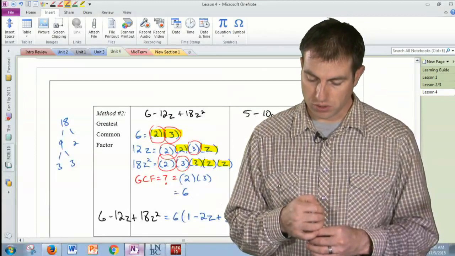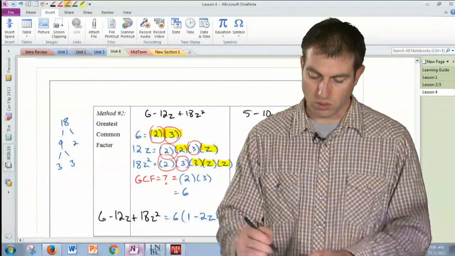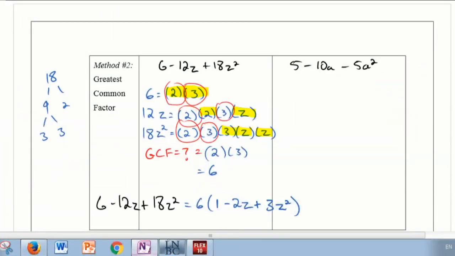Wouldn't the greatest common factor just be 3? Well, when we say the word common, Taylor, we see that the 2 is also common to all of them. So each one of these terms has a 2 in it. So that would be part of the greatest common factor. They also all have a 3. So those are the two things that are common to them.